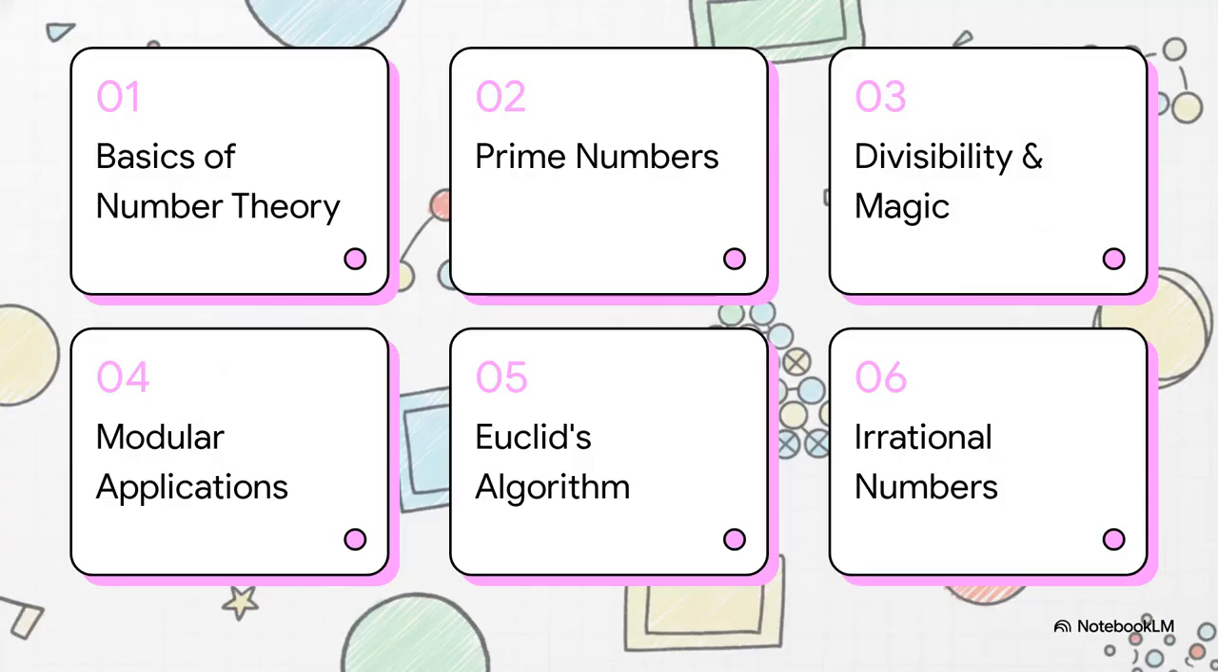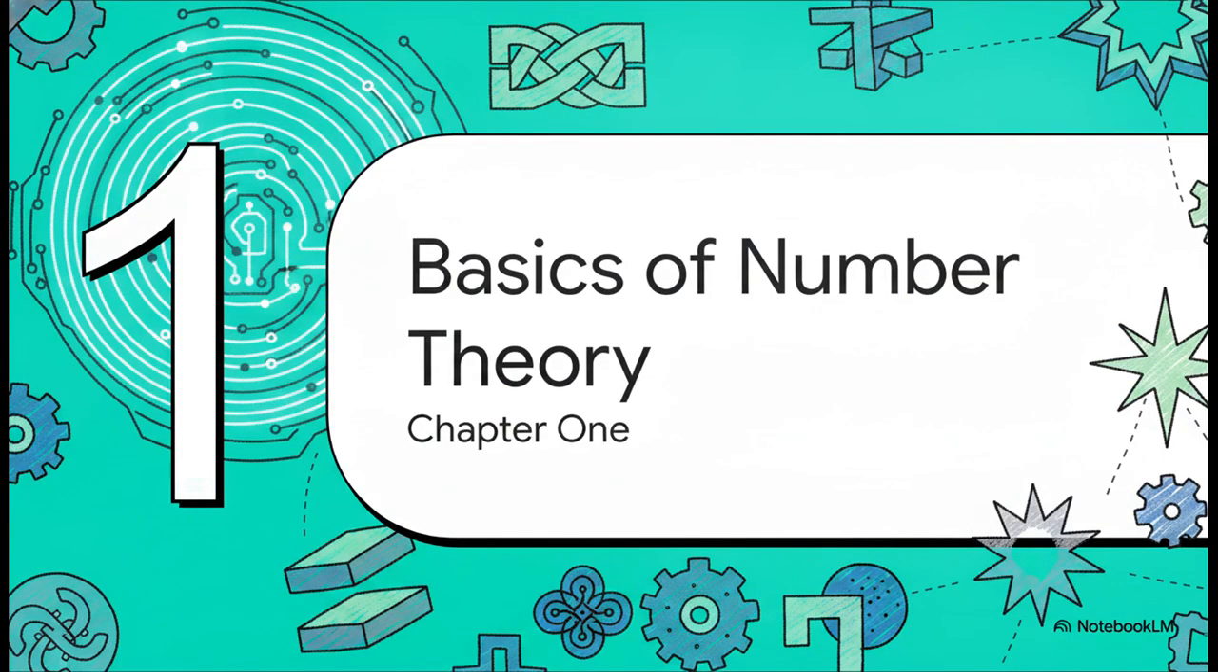Okay, here is the roadmap. The 6 main keys you'll master on this journey. First, the basics of number theory, mystery. Second, the hidden secrets of prime numbers. Third, divisibility and magic squares. Fourth, powerful modular arithmetic applications. Fifth, Euclid's algorithm and Diophantine. And finally, number 6, unraveling irrational number mysteries. Let's jump right into Chapter 1, Basics of Number Theory Mystery.